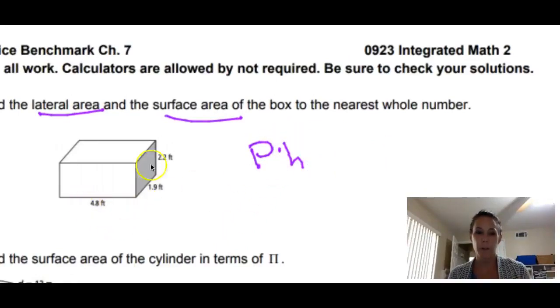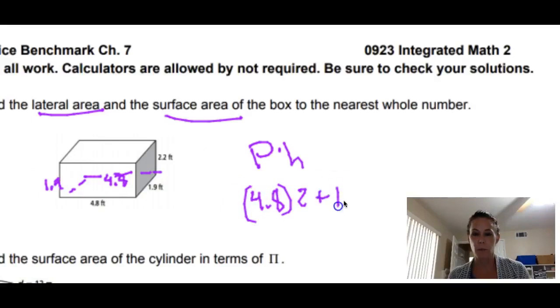All right, so the perimeter of the base: 4.8. This side is 1.9. The back side will be 4.8 also, and this side will also be 1.9. So we'll go 4.8 times 2 plus 1.9 times 2, and that will be the perimeter of the base. If I do 4.8 times 2 plus 1.9 times 2, I'm going to get 13.4. All right, so there's my perimeter of the base.